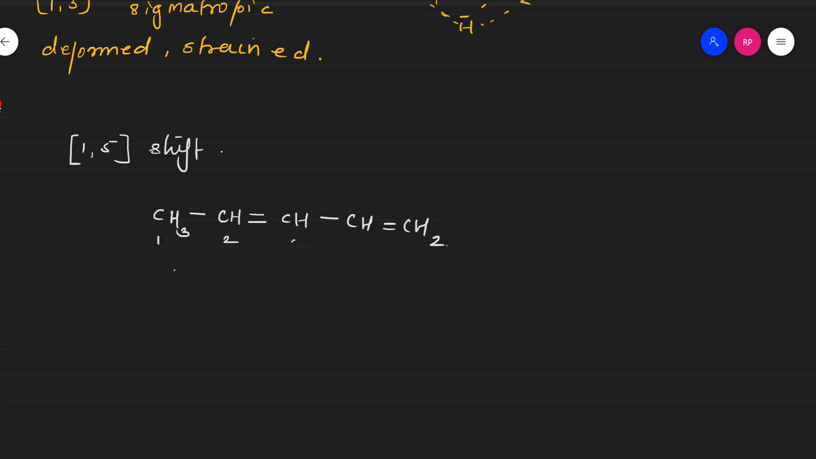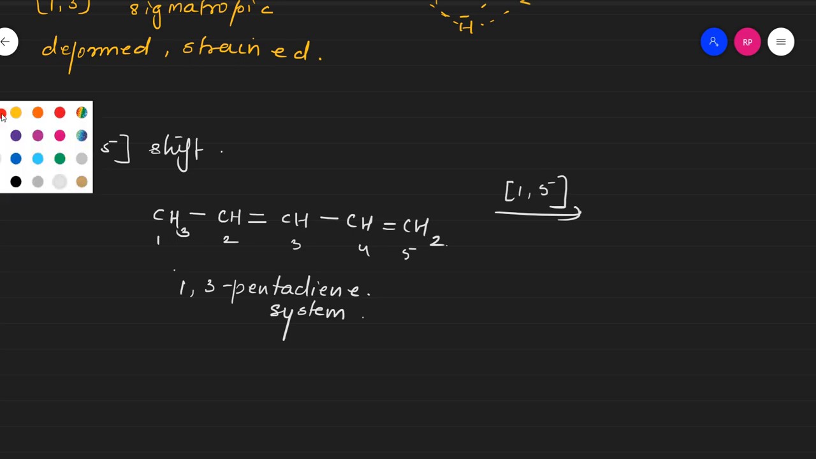1, 2, 3, 4, 5. So this is a 1,3 pentadiene system. You can have other substituents also, but I'm just talking about the basic system. 1,3 pentadiene. We are talking about a 1,5 shift.